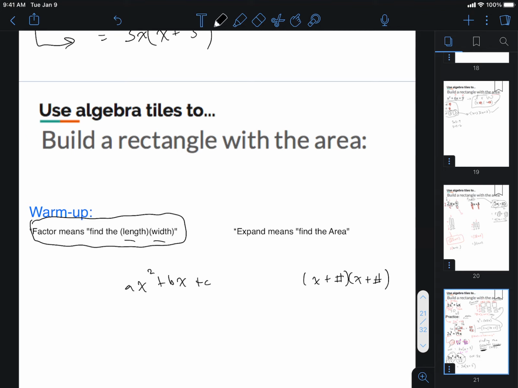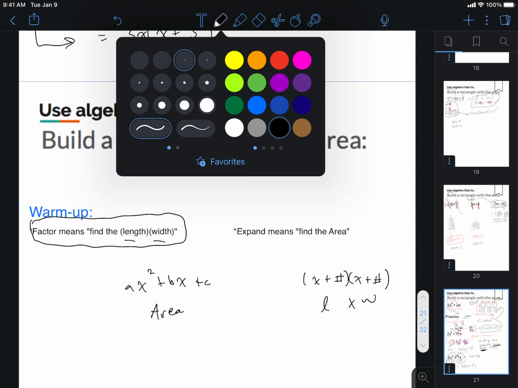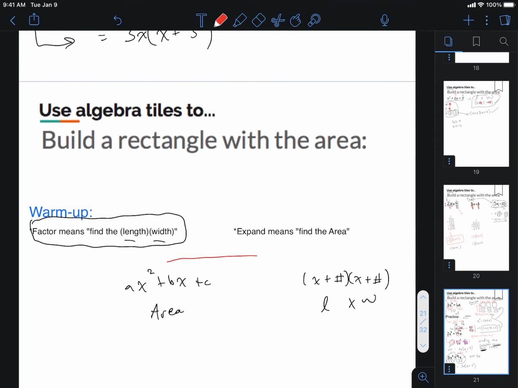Okay, so this is our area model, right? This is area. This is length times width. So to get from here to here, we call this factoring. To get from here to here, we call this expansion. We call it expansion because we're going to get rid of the brackets. We're actually doing length times width, and we're going to produce this.